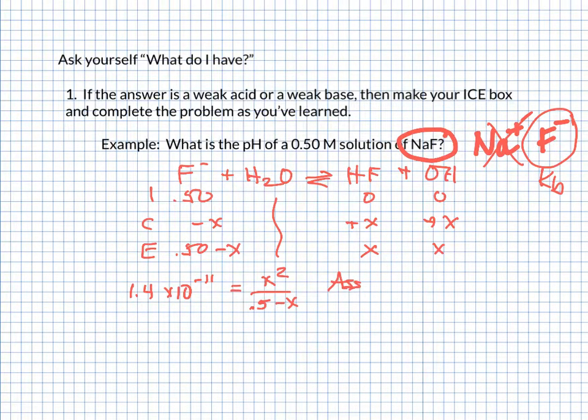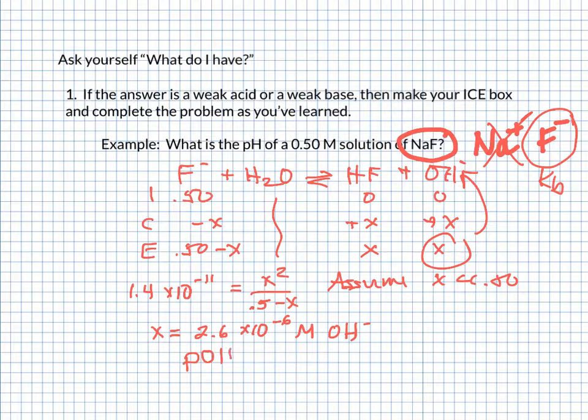Of course, we're going to make our assumption since KB is so tiny. And when you do that, you get X is 2.6 times 10 to the minus 6 molar, and keep in mind that it's OH minus. So first thing we'll find is the pOH, which is 5.58, and the pH is 8.42. So if you see a problem like that, it's just like what we did in the last chapter, so no big deal.